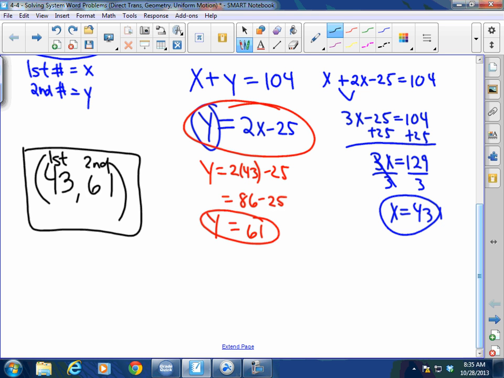Yes, sir. Okay, the question is, do we have to put it in an ordered pair? Not necessarily. No. As long as you label it, first number's this, second number's that, yes. Because even though I put it in the ordered pair, I still labeled it first and second. So just make sure to do that. Thank you, sir.